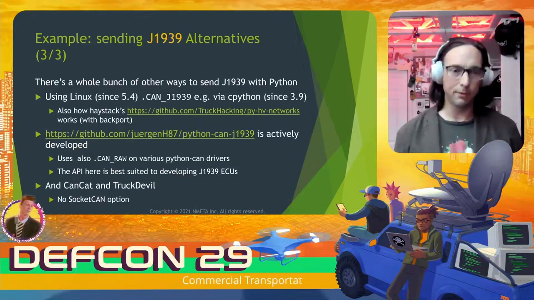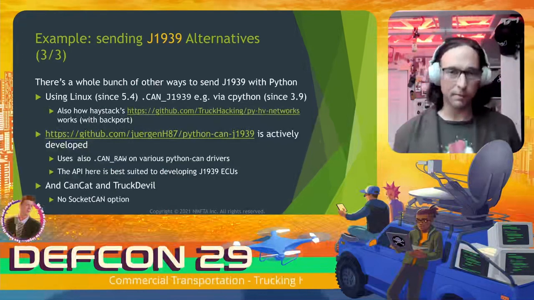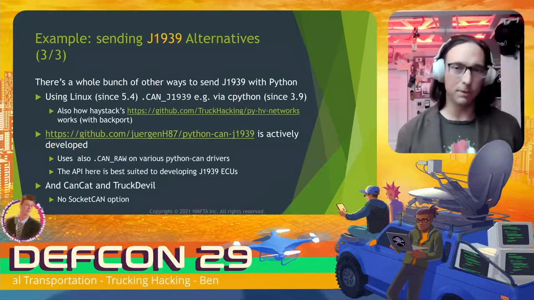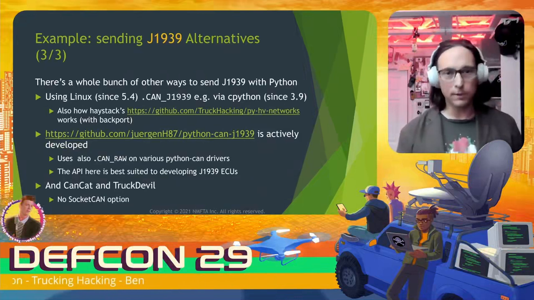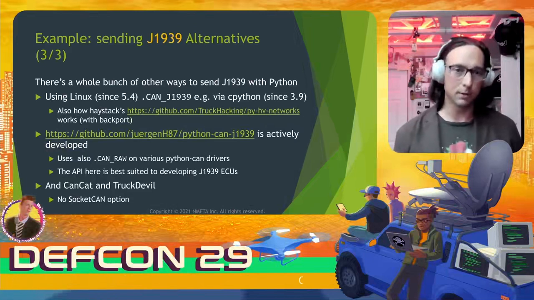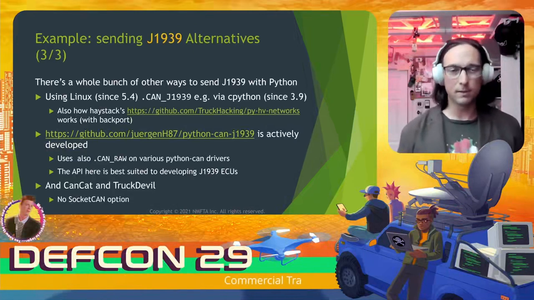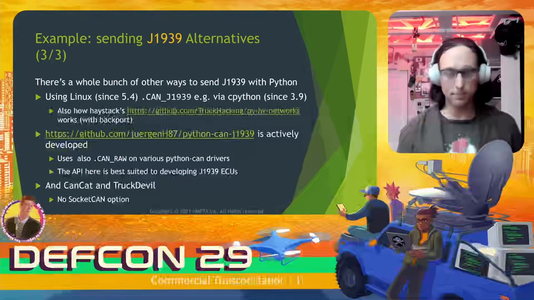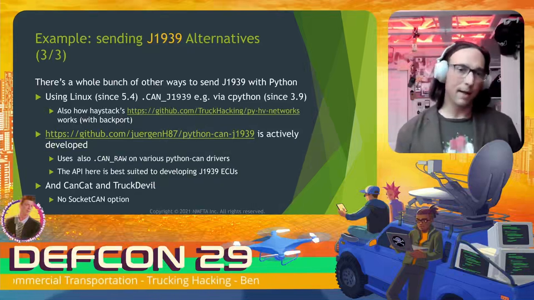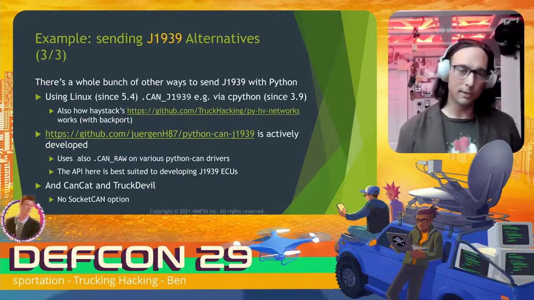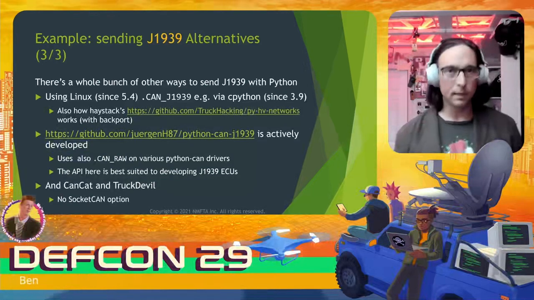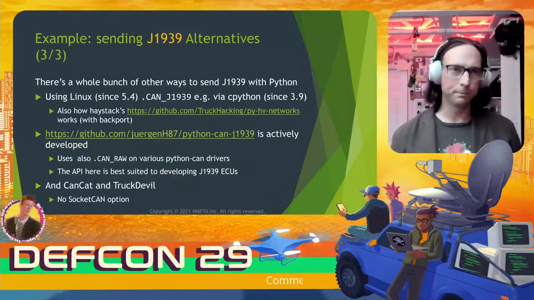There are a lot of different semi-dead or semi-active Python things out there. The one that seems to be the most actively developed is python-can-j1939, linked here. That one uses CAN_RAW, so will be workable on more systems than just the most recent patched Linux kernels. The API that it has there is best suited for developing J1939 ECUs, but I'm sure it would still be fine for putting together messages that you want to send. All that to say that SocketCAN isn't the only way to send J1939. There are other tools such as the CANCat and the Truck Devil, which are great for sending J1939. We'll talk about those as well.